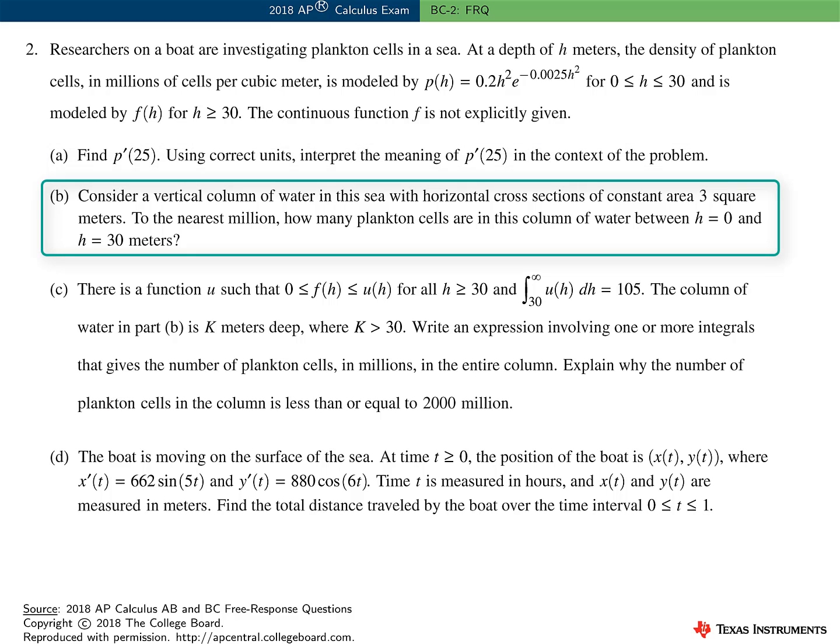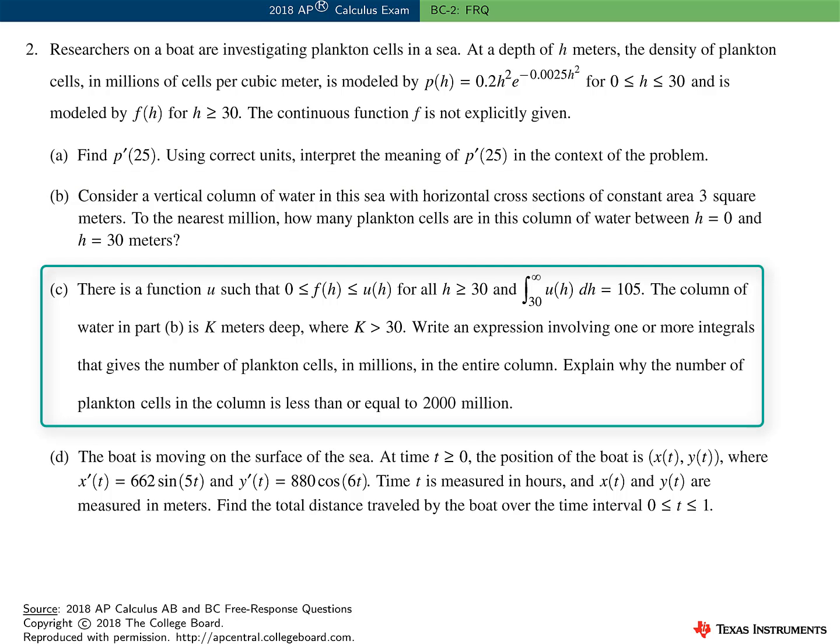In part B, we consider a vertical column of water with horizontal cross-sections of constant area 3. We need to calculate the number of plankton cells in this column of water between h equals 0 and h equals 30. In part C, a larger column of water is considered, and a new function u is introduced.